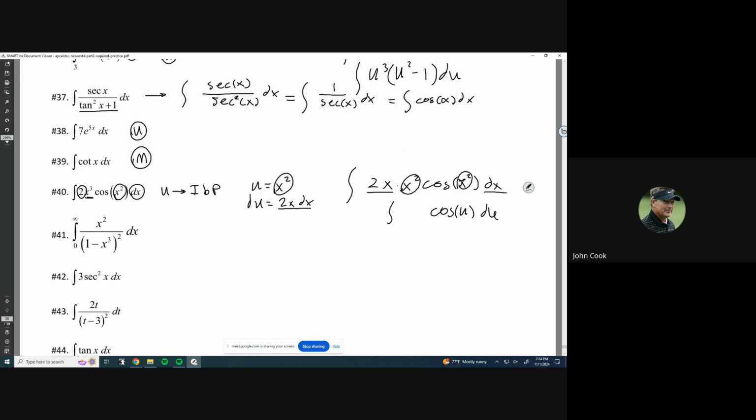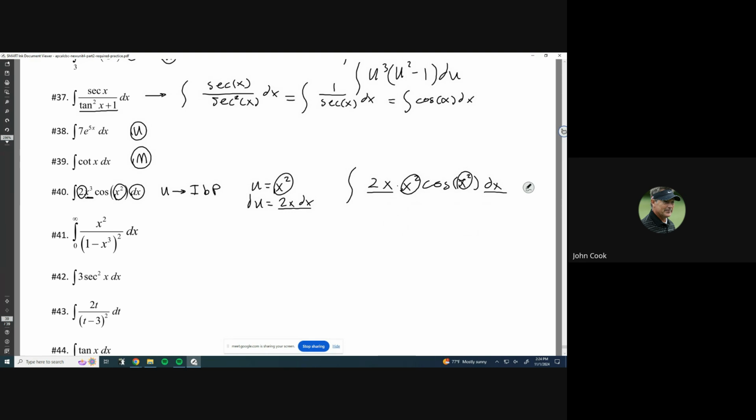But then this other x squared also becomes a u. And does that look familiar? What if I wrote it like this? X times the cosine of x. See, it's integration by parts at this point. So this is a u sub and then an integration by parts problem after that. It takes some time, but you can get it done.